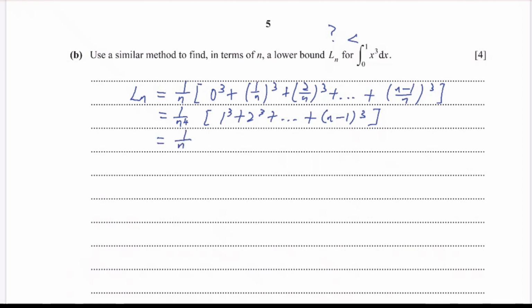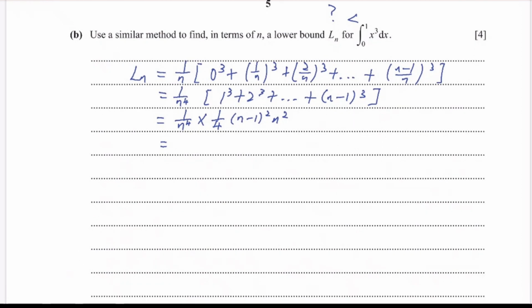Okay, so again, applying the formula. This is 1 over 4. It's n minus 1 squared and an n squared from there. So we can cancel off the things. We are getting n minus 1 squared over 4n squared. So if you want to have a similar form that looks like the upper bound before, we just factorize out the square. This is the expression for our lower bound, the Ln there.